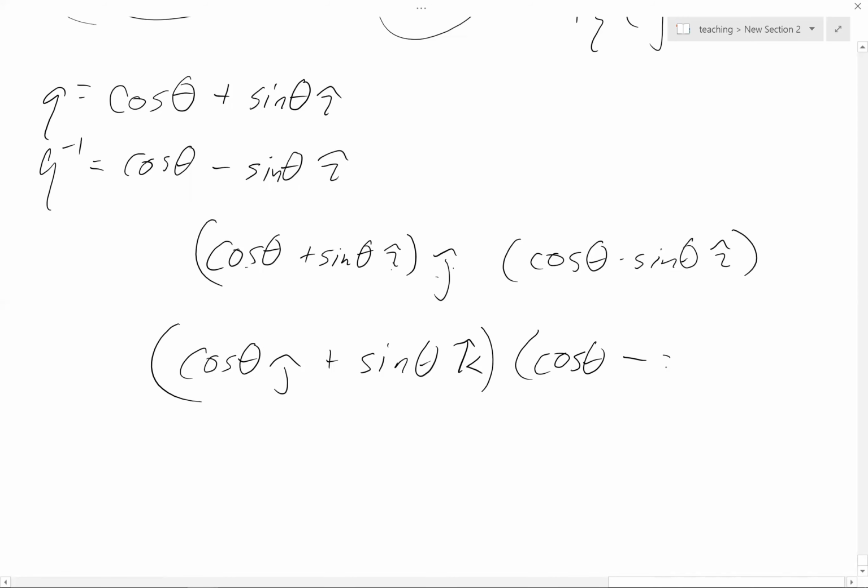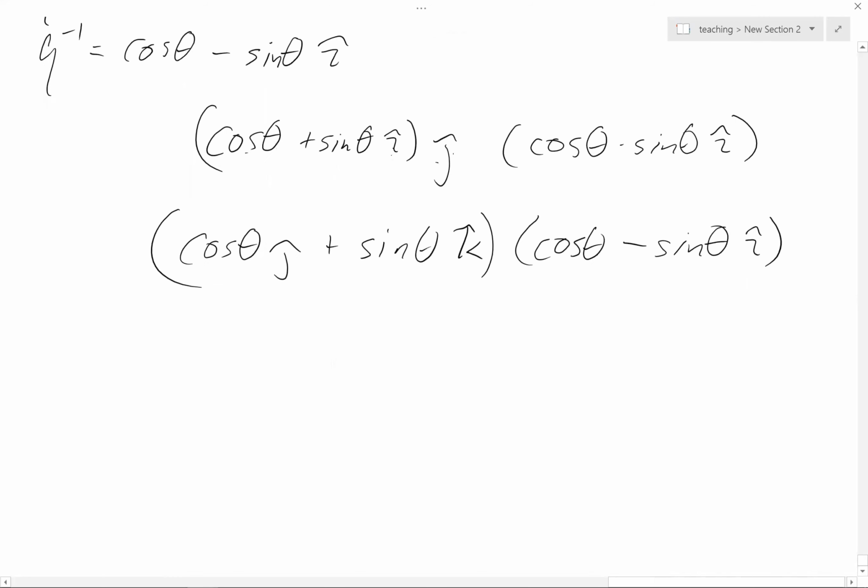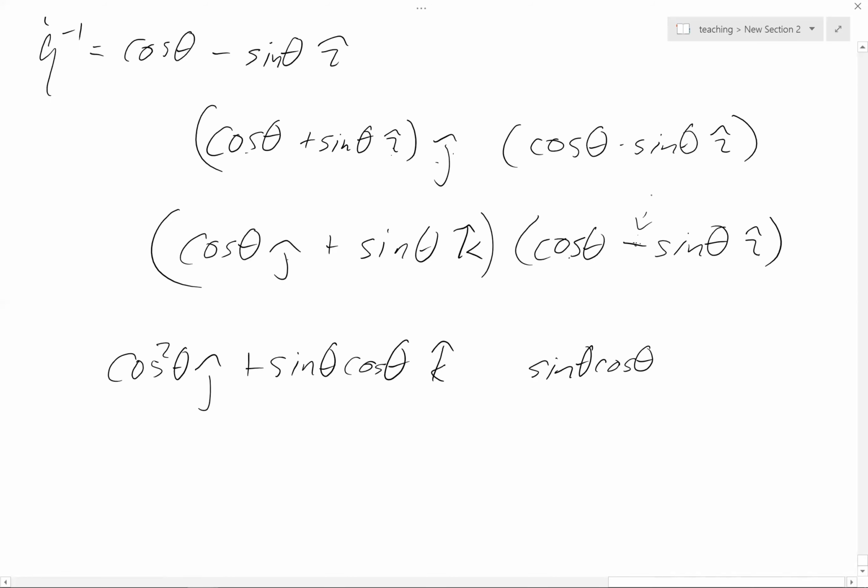Then cosine theta minus sine theta I. When I do this guy, I have a little bit more. So cosine's going to multiply both, so I'll wind up having cosine squared J, and then sine theta cosine theta K. And this one I'm going to have to do the cross products again. So I have sine theta cosine theta. J cross I is minus K, and then there's another minus right here. So minus minus makes a plus, so this will be plus sine theta cosine theta K.